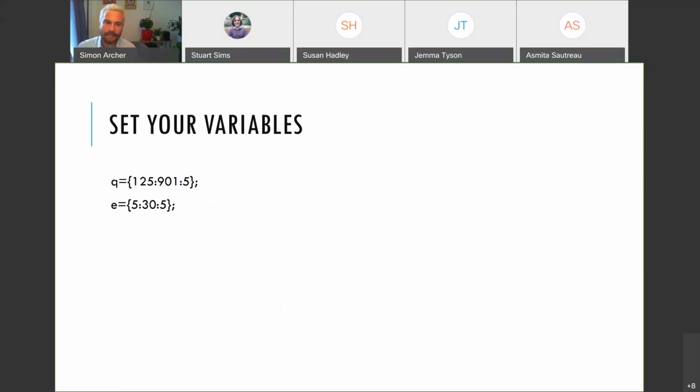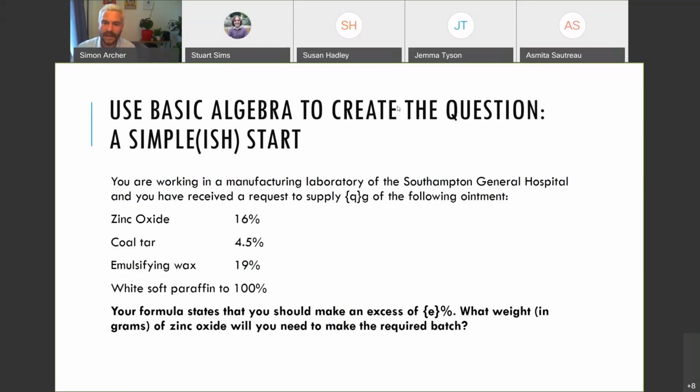Exactly the same for E. So E, which was the percentage excess, I've said please be between 5 and 30 at intervals of 5. So it might be 25% excess. So the computer now knows to use those two in its equation. When the student clicks create question, it will populate these numbers in, and it will then use the calculation that you provide in the working out bit as the actual way of calculating the answer.